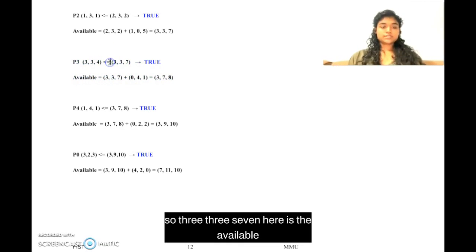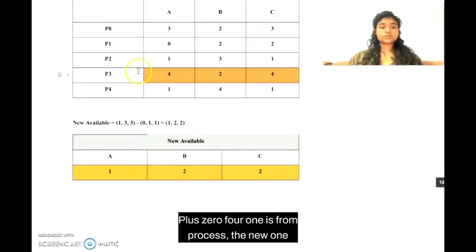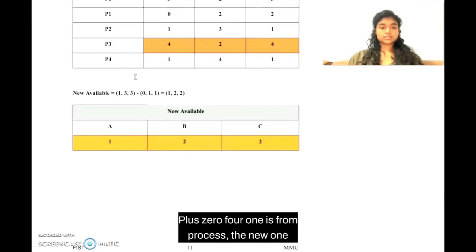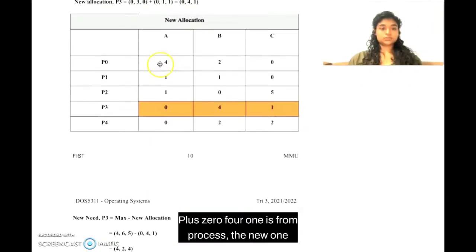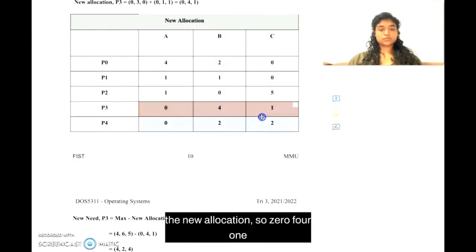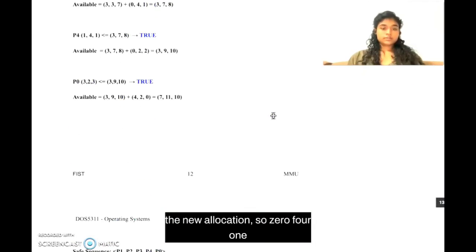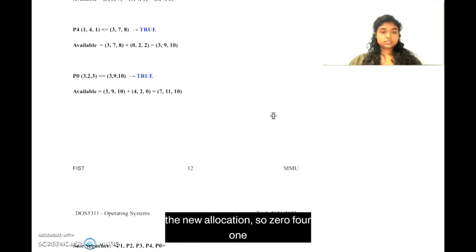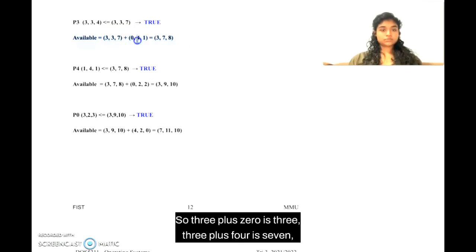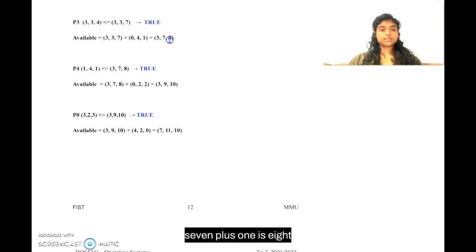So 3, 3, 7, here is the available, plus 0, 4, 1 from the new allocation. So 0, 4, 1. Here. So 3 plus 0 is 3. 3 plus 4 is 7. 7 plus 1 is 8. So this is going to be your new available for process 4.